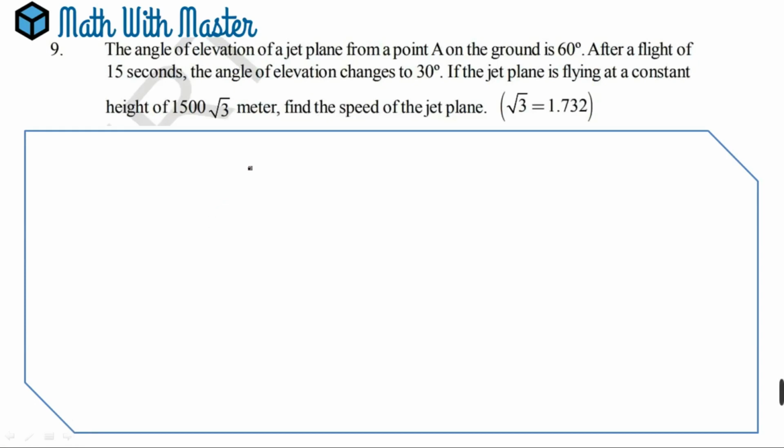The angle of elevation of a jet plane from a point A on the ground is 60 degrees. After a flight of 15 seconds, the angle of elevation changes to 30 degrees. If the jet plane is flying at a constant height of 1500 root 3 meters, find the speed of the jet plane.